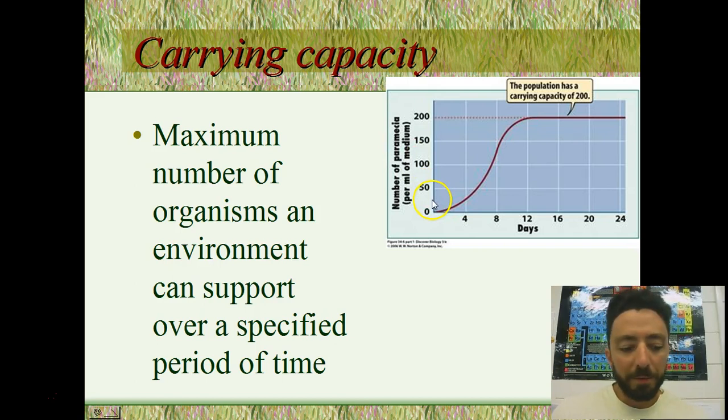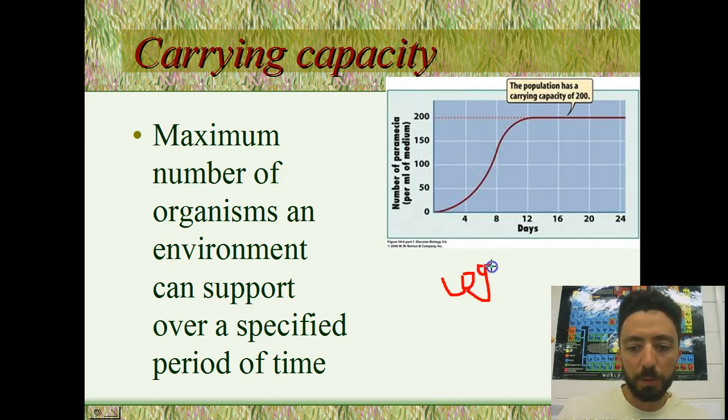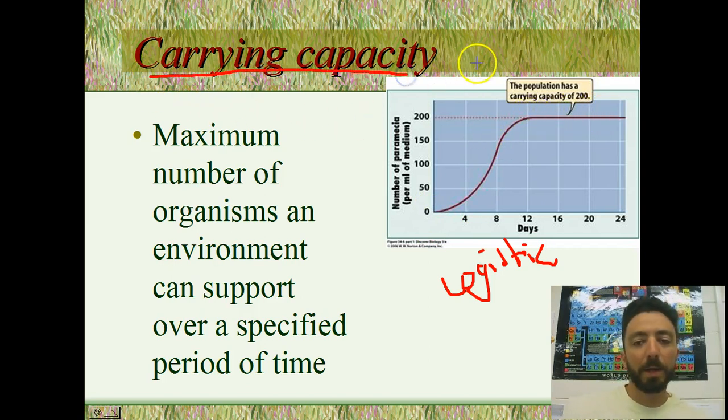This is the next type of graph. This is a logistic curve, and I'll just write that out here. Logistic curve. Still trying to get down how to write with this thing. A logistic curve starts out just like a J curve and then becomes this S. That's because we're reaching what's called a carrying capacity.